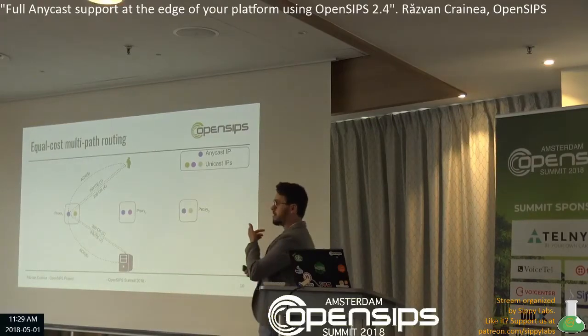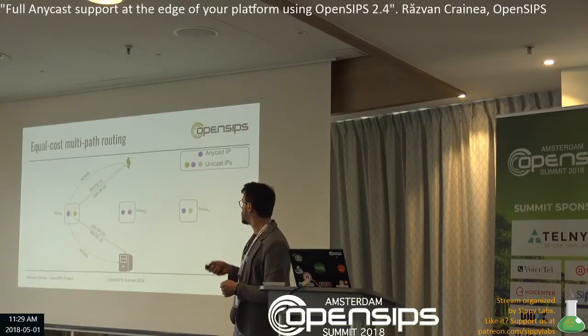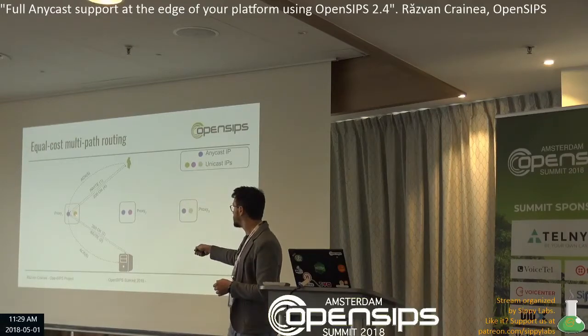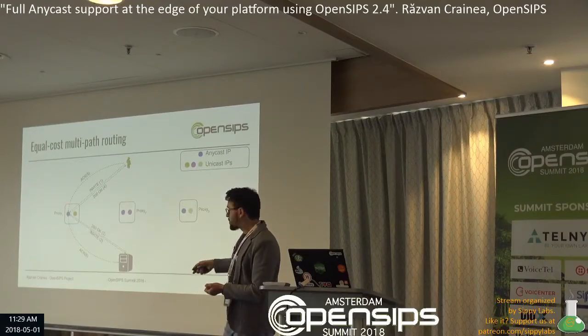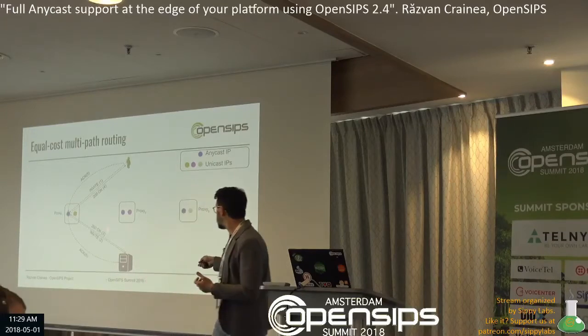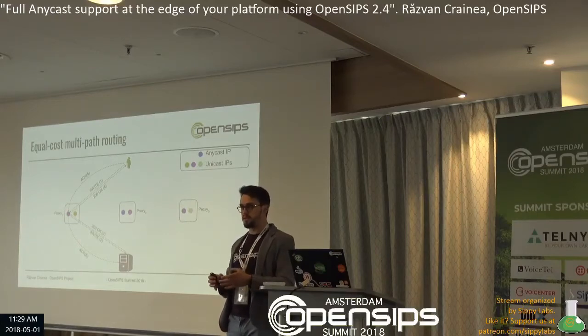There's also a nice routing protocol called ECMP, equal cost multipath routing, that allows you to send a request on the Anycast IP, send it further, but when the reply comes in, it will basically make a hash and make sure the router itself will make sure that the reply will also hit the same instance.